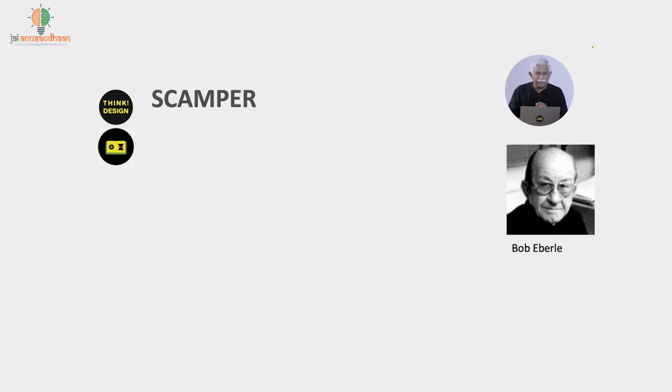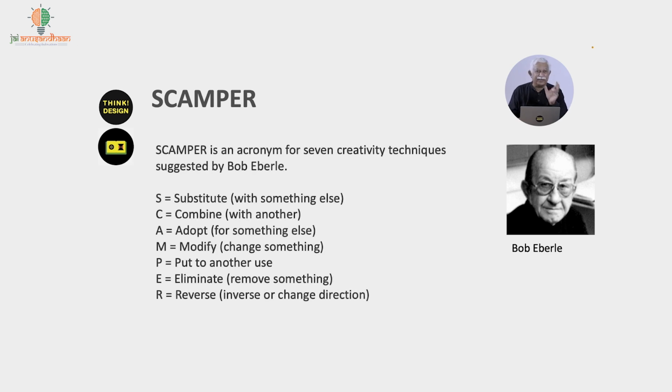It's easy to remember, but each of these letters stands for something else. Okay, it's an acronym for 7 creativity techniques suggested by Bob Eberle. And he thought of it as a very interesting method because if you use this method, you actually end up with many alternate solutions.